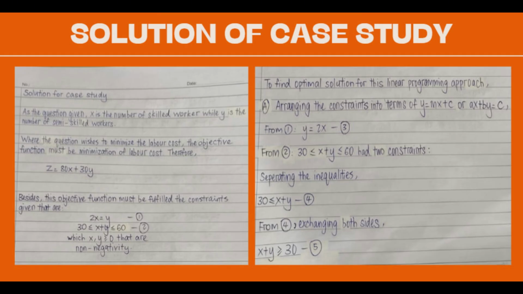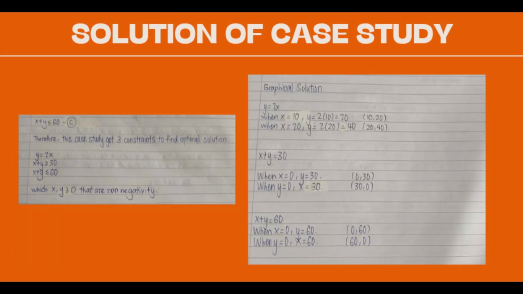From 4, we can exchange both sides, so it becomes x plus y more than or equal to 30. We consider this equation 5. Now, let's take a look at the next constraint, which is the last constraint. As usual, we keep the position: x plus y smaller than or equal to 60. Therefore, the three constraints to find the optimal solution are y equals 2x, x plus y more than or equal to 30, and x plus y smaller than or equal to 60, where x and y cannot be negative.